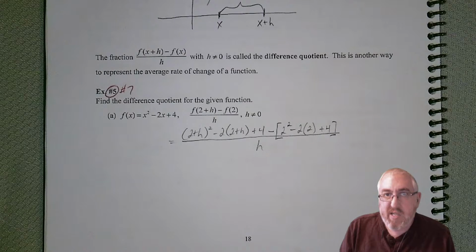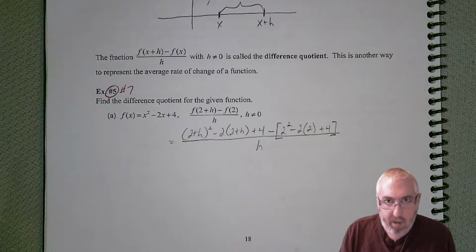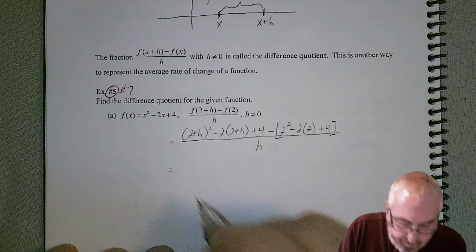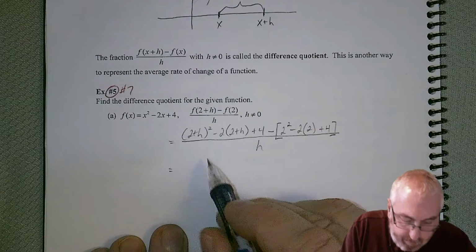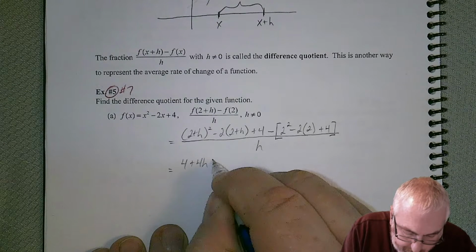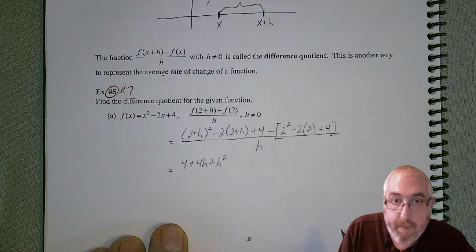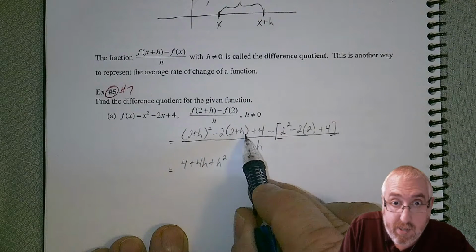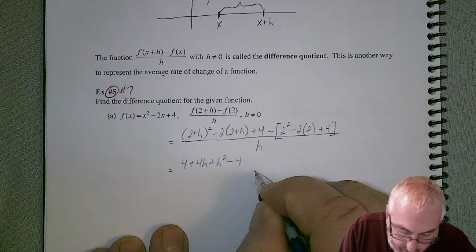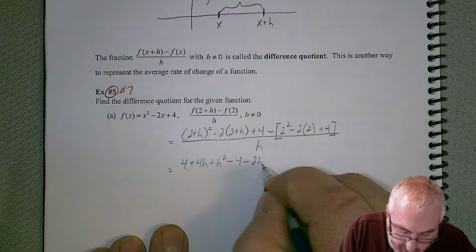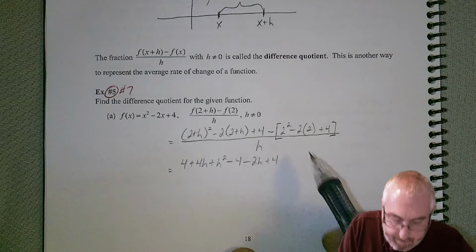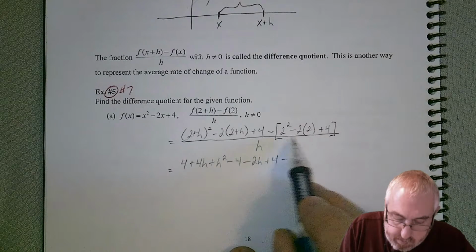All right, so a little tedious, but it's all algebra now. We got to combine like terms, get rid of parentheses, all that good stuff. So be careful that you FOIL this out correctly. But if you do, you should get 4 plus 4h plus h squared. Now we want to distribute this minus 2 in, so be careful. Distribute the minus in as well. So minus 4 minus 2h plus the 4. So parentheses are gone.